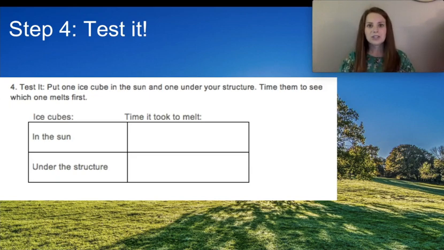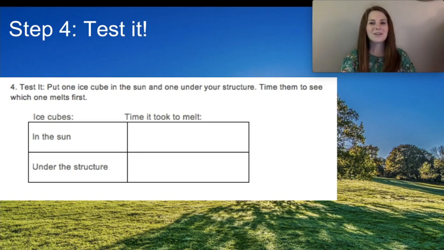Now your structure should be in the sun, but it should be able to cast a shadow to keep the ice cube nice and shaded. Once you have done this, you're going to start your timer and you're going to see which ice cube melts faster. You can record your times in the box below.